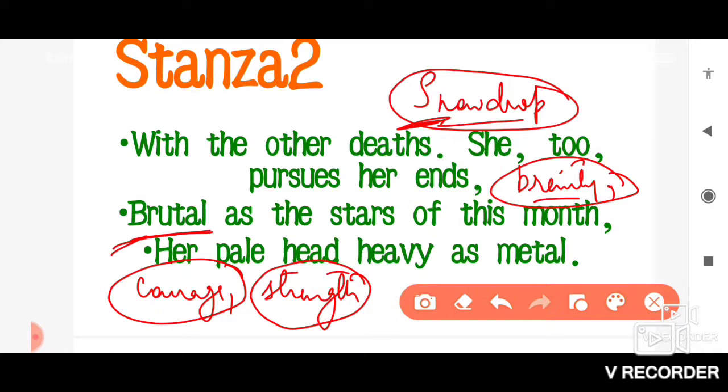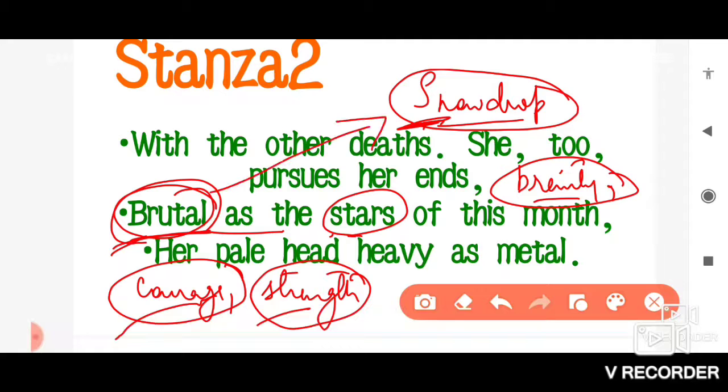क्योंकि ये brave है, क्योंकि ये strong है, क्योंकि ये courageous flower है, तभी ये winters में survive कर पाता है. ये लड़ के survive करता है winter season में, इसीलिए इसको brutal कहा जाता है. तो why is snowdrop compared to stars? Because of the brutality. Stars have also been called brutal, so is the snowdrop.